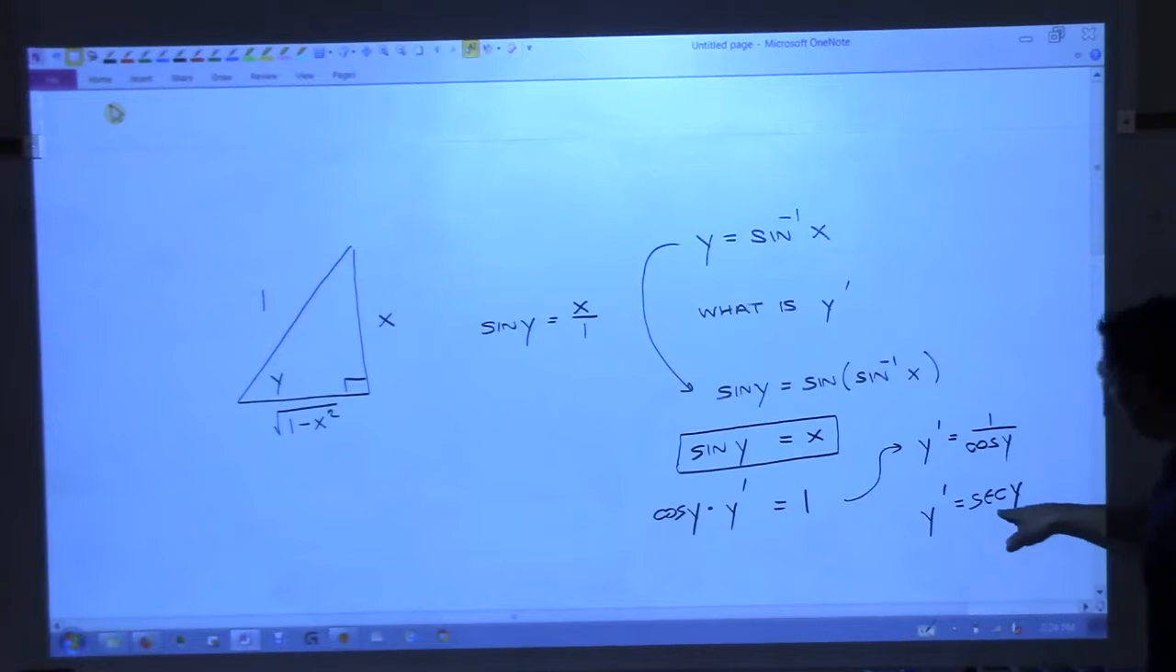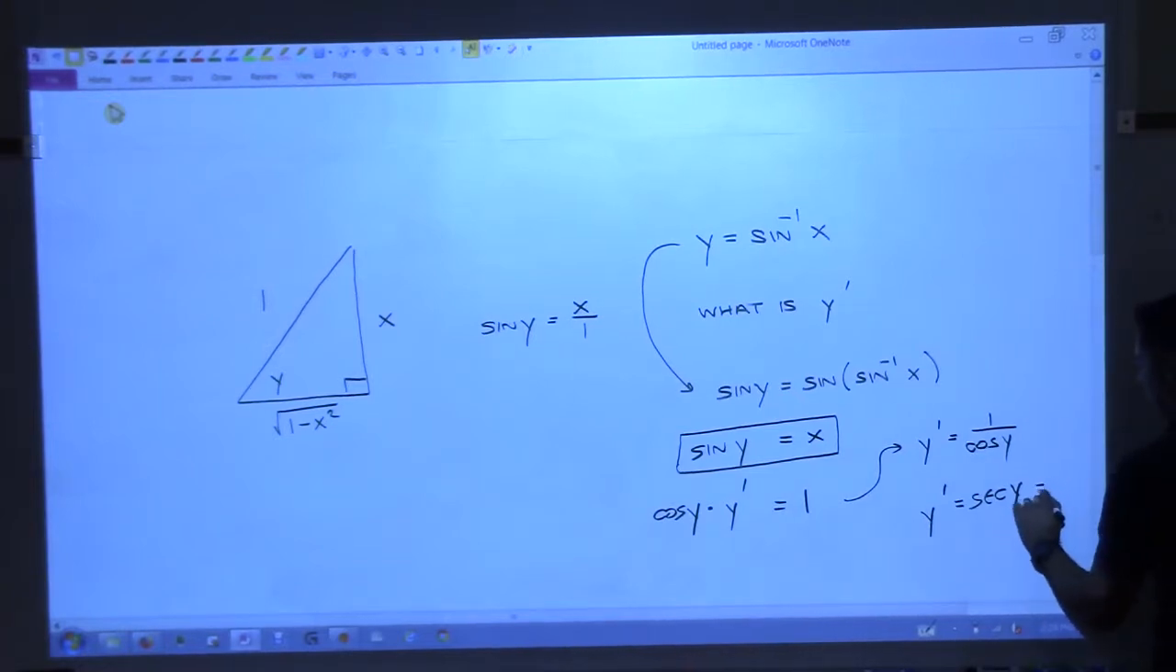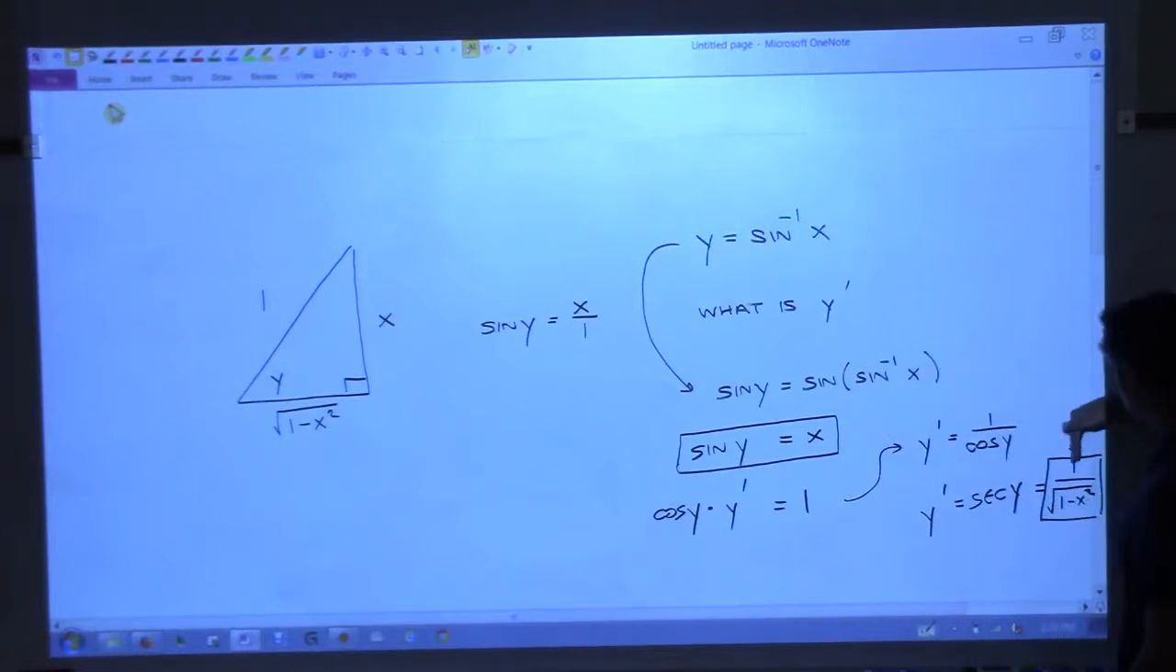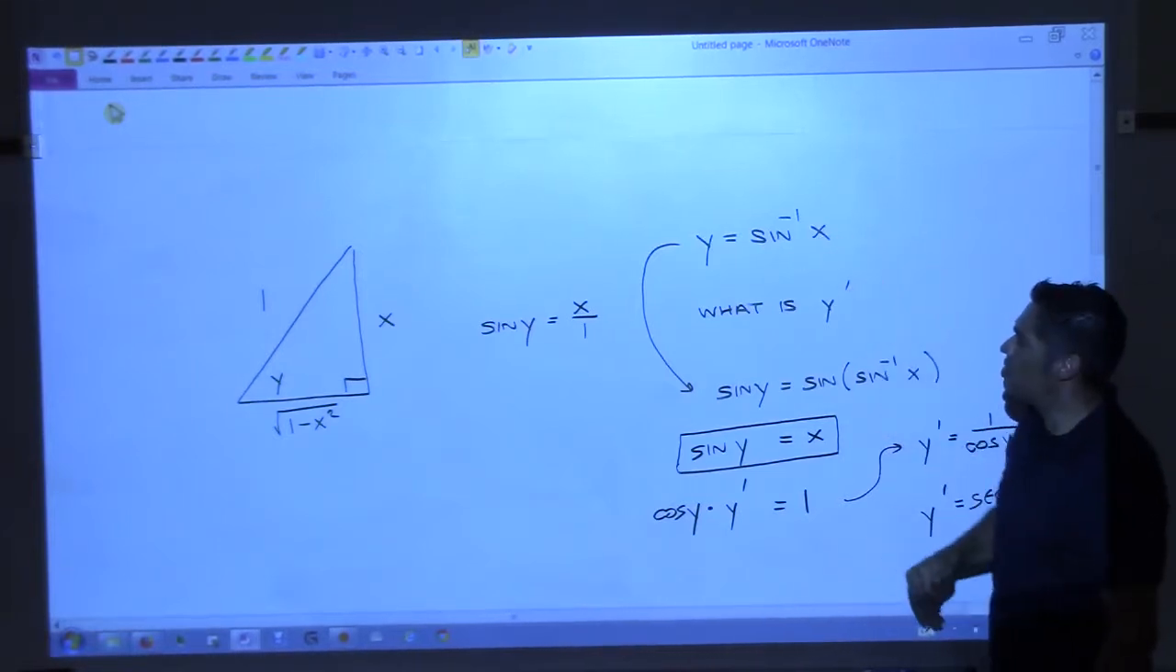So if I say what is secant y, this would be not adjacent over hypotenuse, but hypotenuse over adjacent. So this would be 1 over the square root of 1 minus x squared. And that indeed is the derivative of arcsine of x. All right? Y'all okay with that? So there are a couple of things happening when you're trying to find these formulas for these inverse trig functions.